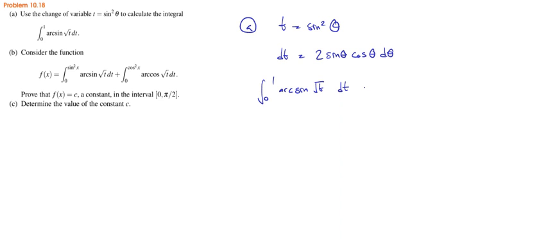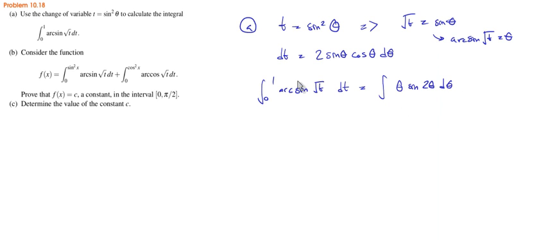So we have to change the variable, right? The arc sine of the square root of t is just theta, right? So the square root of t is the sine of theta, and the arc sine of the square root of t is theta. So this is the integral of theta, and then you have 2 times sine of theta cosine of theta. This is the sine of 2 theta.